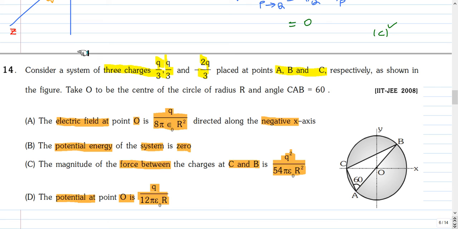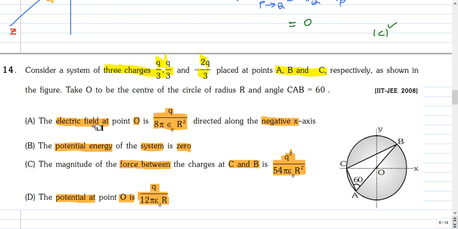This is the next question. Consider a system of 3 charges, q by 3, q by 3 and minus 2 by 3 into q at points A, B and C respectively as shown in the figure. Take O to be the center of the circle of radius r and angle CEB is 60.